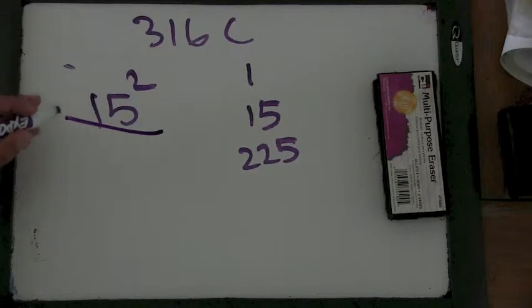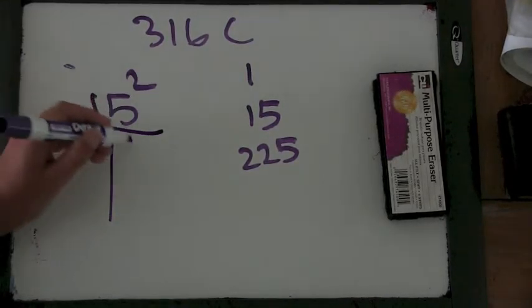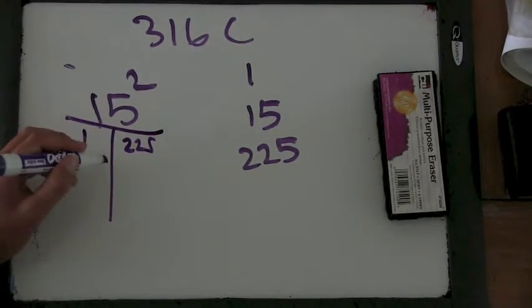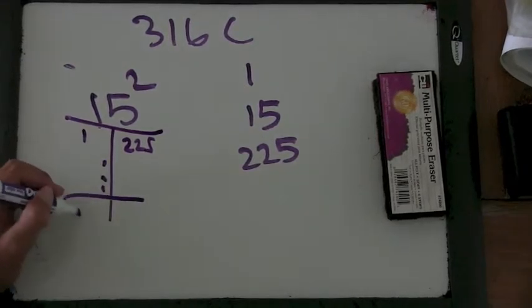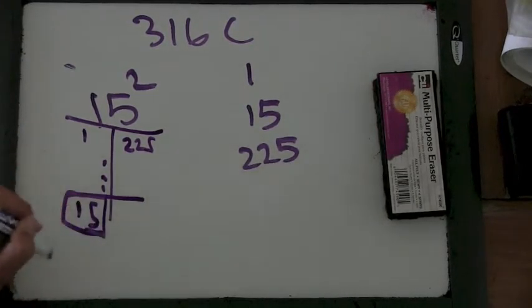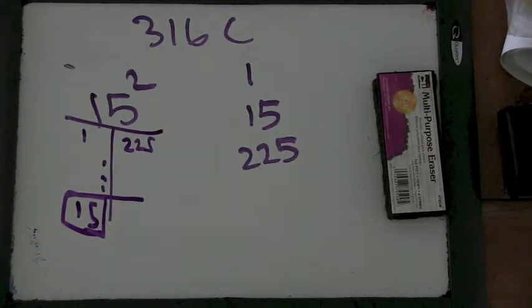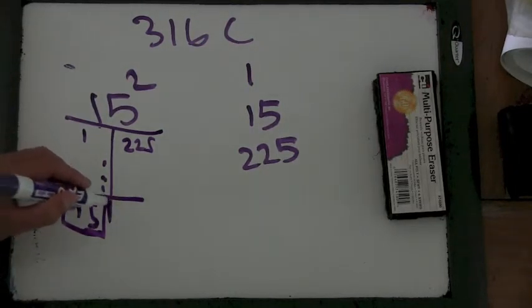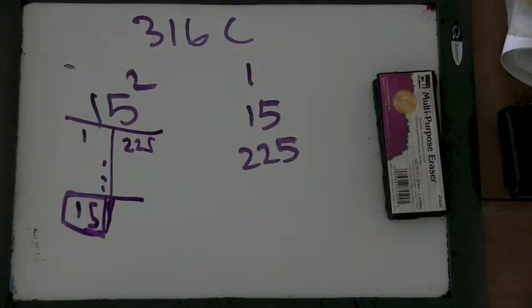Okay, so explain why 15 squared has an odd number of factors. Well, you could start with 1 and 225. Then once you go down a bit, you have the 15 that's alone, because the other 15 you can't use. All right, so you can group them like that.